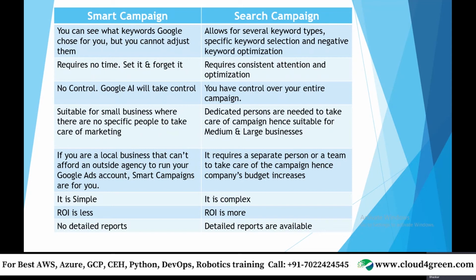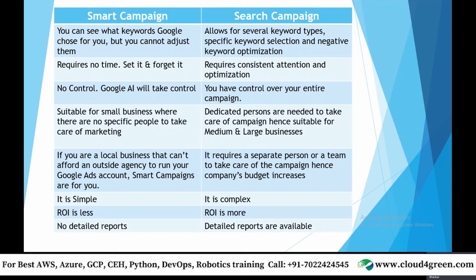So search campaigns allow for several keyword types. You can specifically select the keywords, and you can even have negative keyword optimization. In smart campaigns, this option is not available. A smart campaign requires no time. You can set it and forget it.